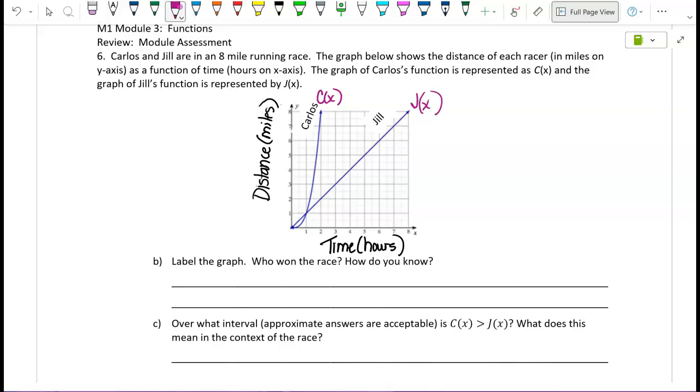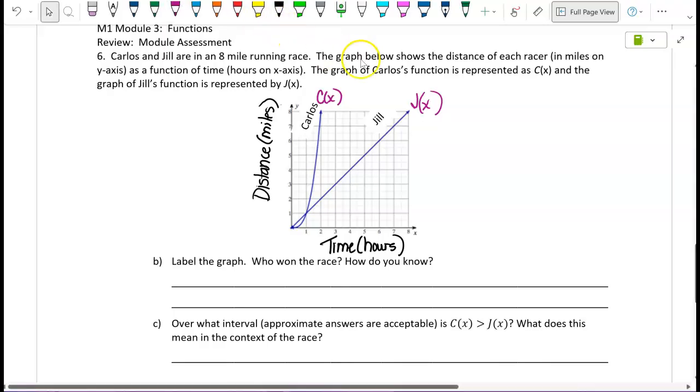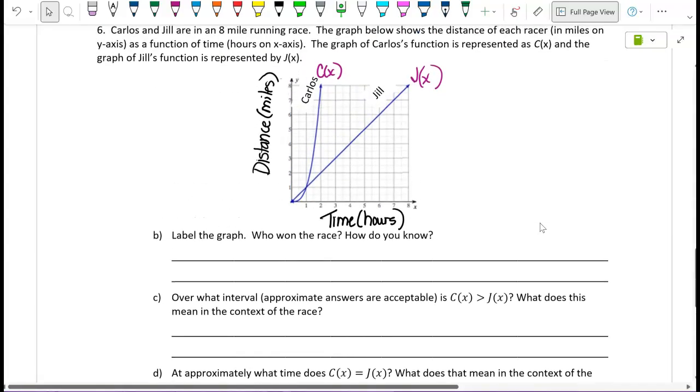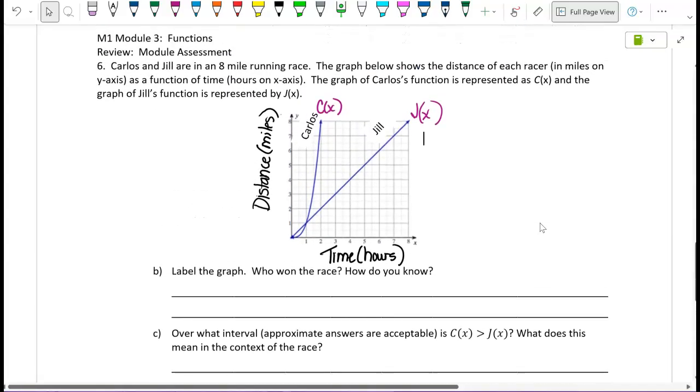Now I'm going to pause while you finish answering question B, C, D, E, F, and G. Give you a few minutes to answer those, and then we will check out those answers.